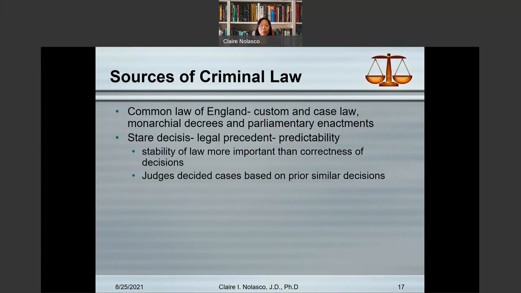Now, let's look at the sources of criminal law. There are several sources of criminal law. First, the common law of England, which is basically custom and case law, monarchical decrees, and parliamentary enactments.